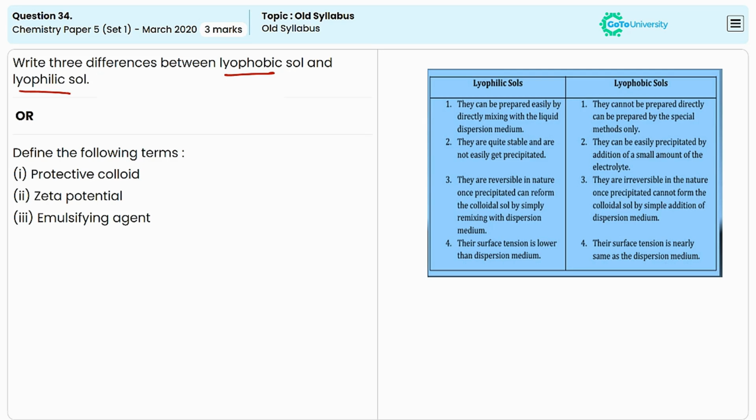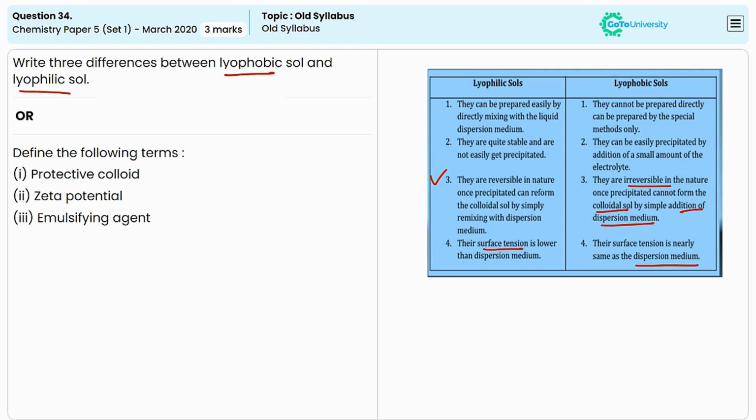Another difference we can say, the lyophilic salts are reversible in nature and once precipitated, they can reform the colloidal salt by simply remixing with the dispersion medium. While lyophobic salts are irreversible in nature and once precipitated, they cannot form the colloidal salt by simple addition of dispersion medium. One more difference we can write is about their surface tension. The lyophilic salts have a surface tension which is lower than the dispersion medium, whereas lyophobic salts have a surface tension which is nearly the same as that of the dispersion medium.